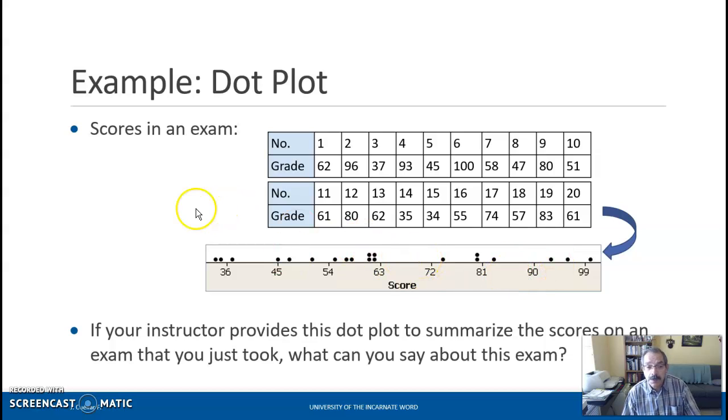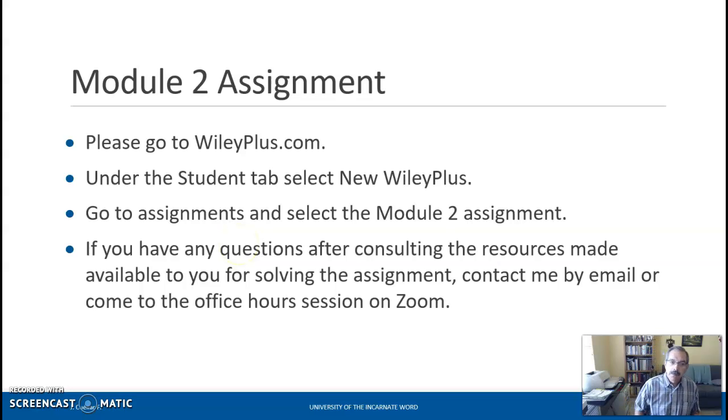So again, a dot plot is used more often than the stem and leaf. But again, our workhorse in the class is going to be the histogram. All right, so with this, we complete the Module 2 assignment. So now you can go to Wiley Plus to look at the Module 2 assignments.